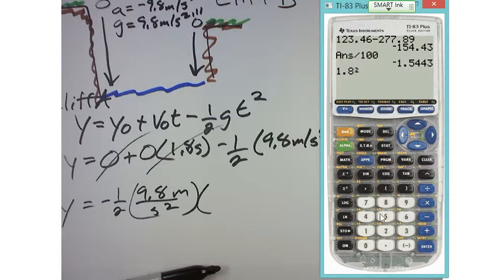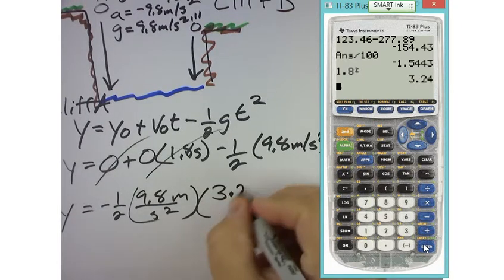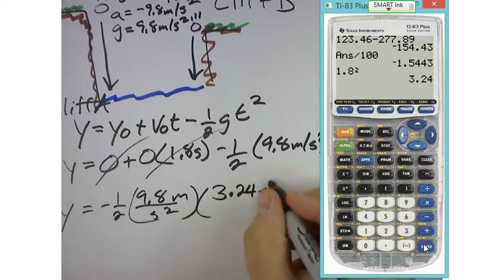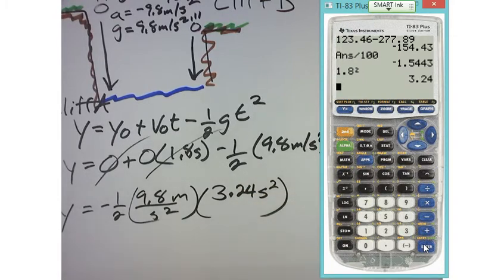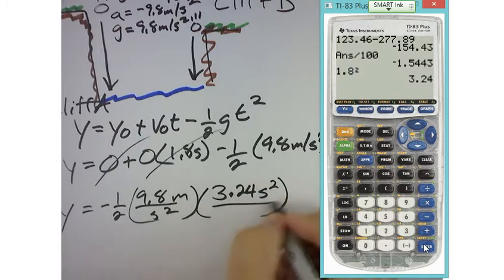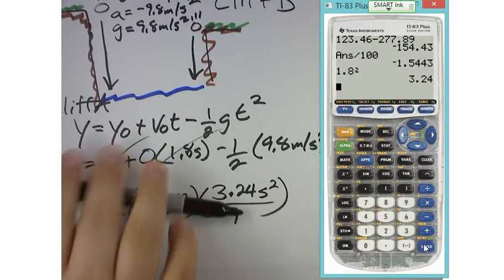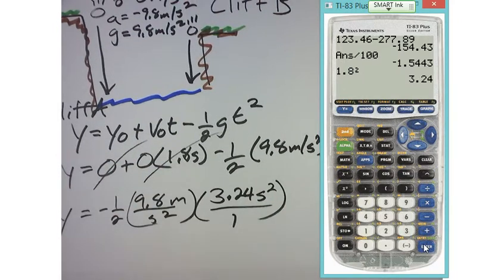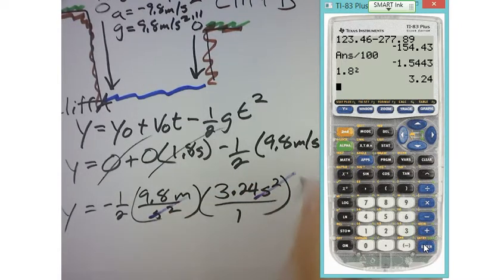1.8 squared is 3.24 seconds squared, right? Because the s gets squared as well. All over 1. So now I've got to multiply across the top. Oh wait, look. My seconds cancel, right? This cancels with this. So my final answer should be in meters, right?